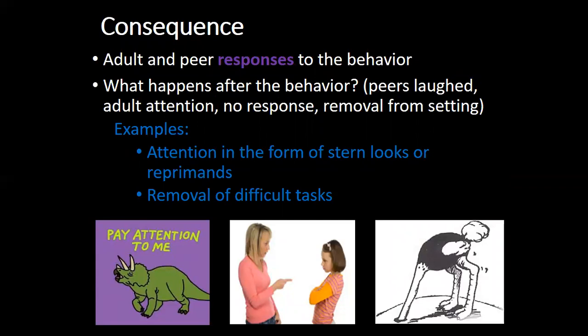Consequence, again, occurs right after the behavior, and it's how both the adult and the student respond to the behavior and what might be maintaining the behavior or causing it to occur in the future. Examples: attention in the form of stern looks or reprimands, removal of a difficult task, or even getting attention, whether it's positive or negative. If a student is getting the payoff of attention every time from the adult, there's a good chance that you're going to see that behavior repeated again and again in the future.